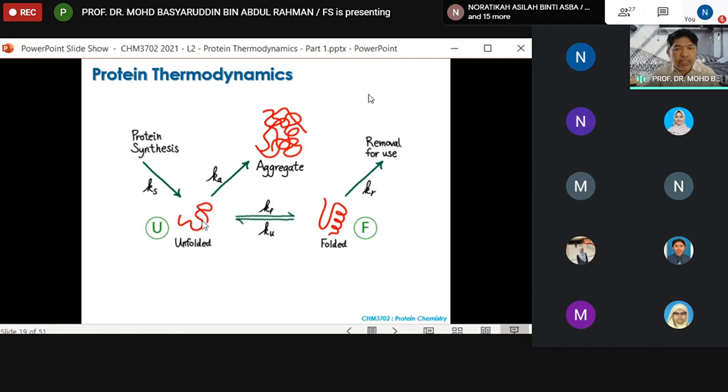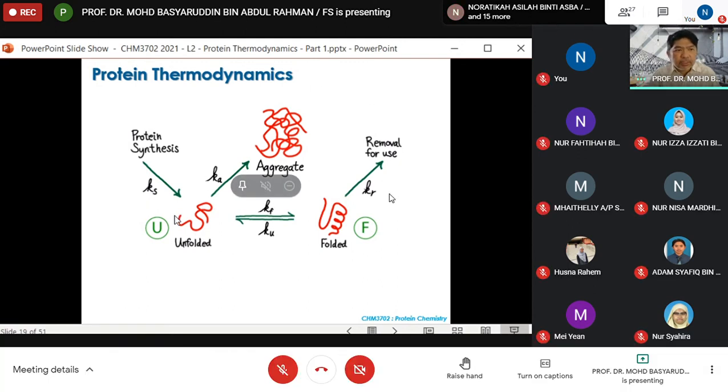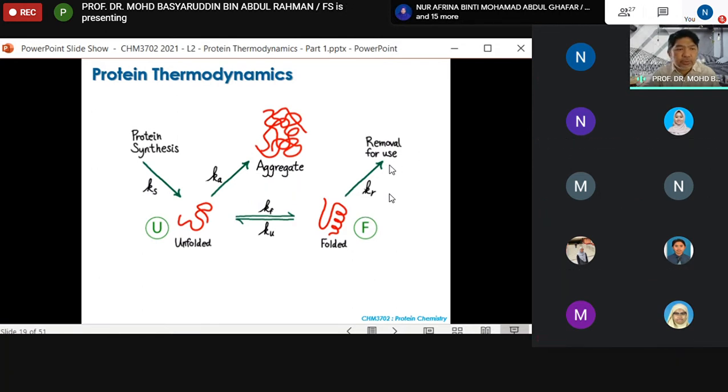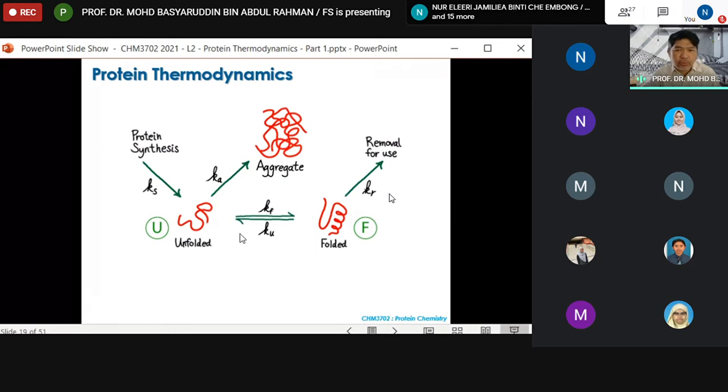Start with the unfolded, and then folded is removed at KR. This is the removal for use for trafficking to other parts of the cell where the proteins will be used. And this one is the Ka for the aggregation. So unfolded proteins are also assumed to aggregate irreversibly at rate Ka. It is not reversible, it is irreversible.